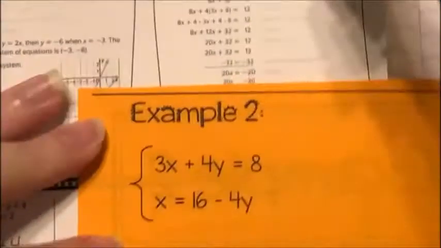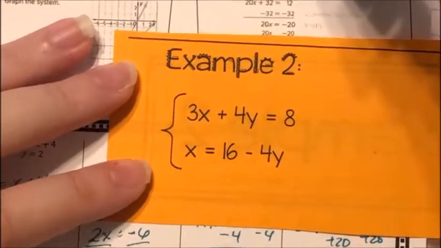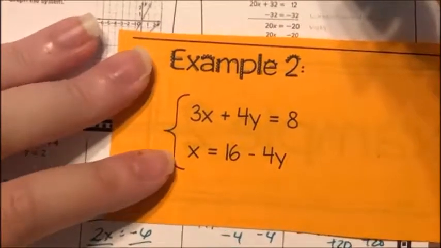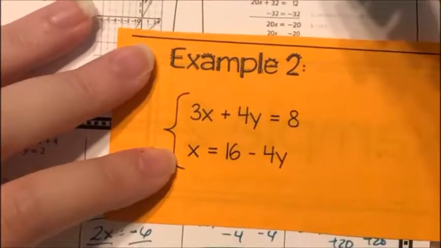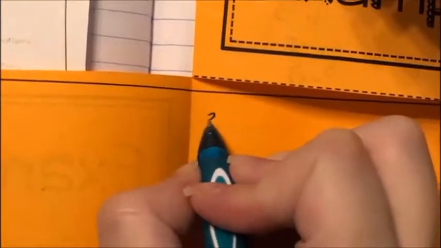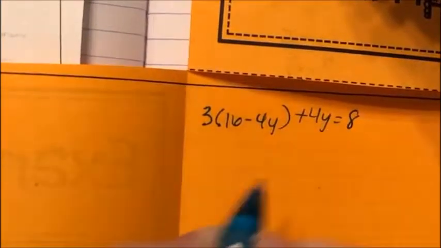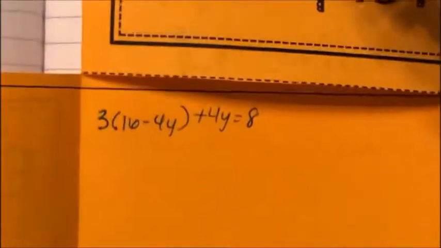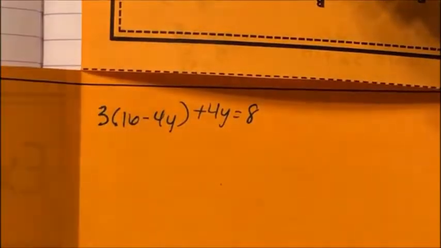Example number 2. 3x plus 4y equals 8. X equals 16 minus 4y. Okay, so I already have one of these solved for a variable, which is great. I'm going to take that and I'm going to substitute it in for x. So I get 3 times (16 minus 4y) plus 4y equals 8. Okay. Use the distributive property.